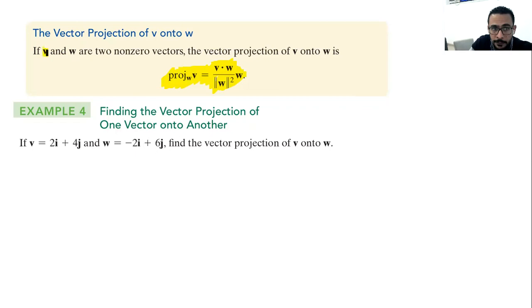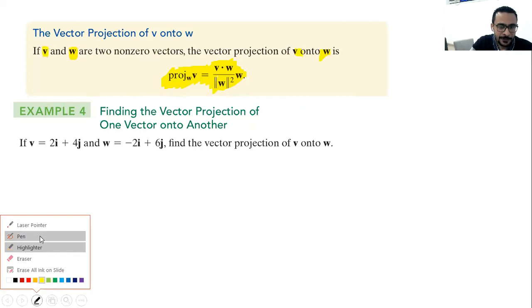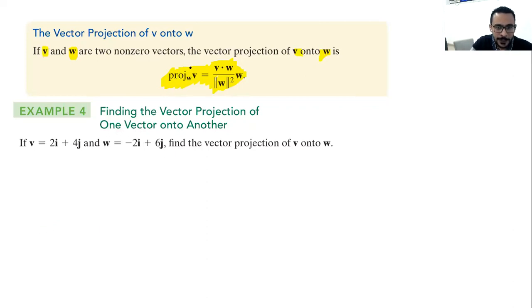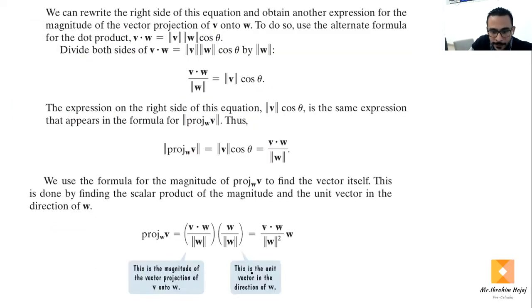Okay, if V and W are two non-zero vectors, the vector projection of V onto W is like this: projection of V onto W is equal to the dot product of V and W over the magnitude of W squared, times W. This W is the unit vector in the direction of W, and this part is the magnitude of the vector projection onto W.